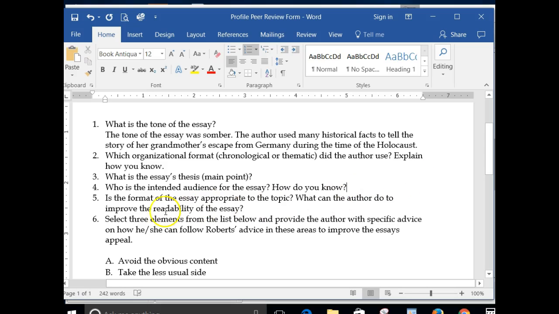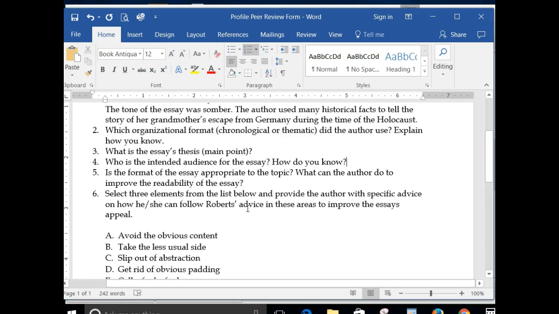And when I talk about what can the author do to improve the readability of the essay, think about visual, think about colors, formatting. That's the kind of thing that I'm thinking about. Also, though, are catchy titles, those quotes that jump out at you, things that are going to catch somebody's attention and make them stop and go, I want to look at this in more depth. So that's what you're looking at for number 5.